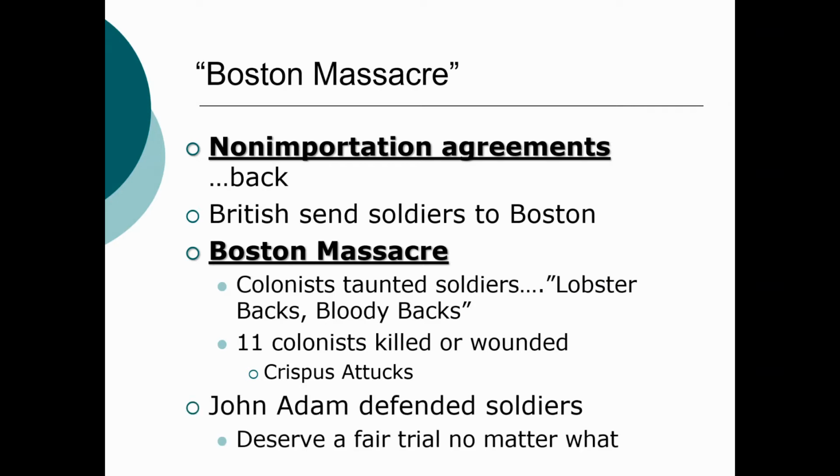The British soldiers that fired on the crowd will be arrested by the colonial government. John Adams, who will be a revolutionary leader, will actually defend the British soldiers. He'll say that they deserve a fair trial no matter what. And a lot of them will actually be found not guilty or receive very light punishments.